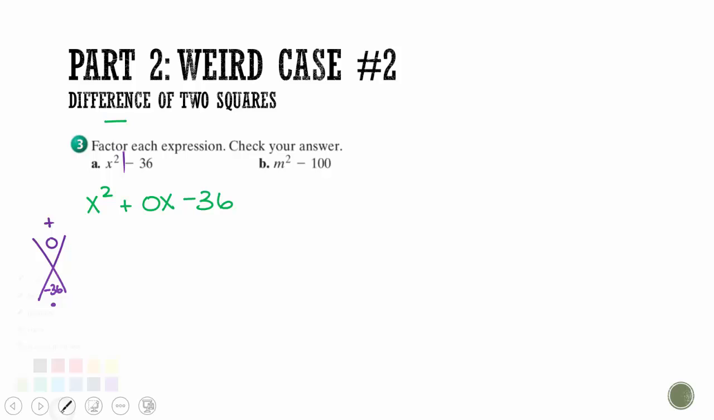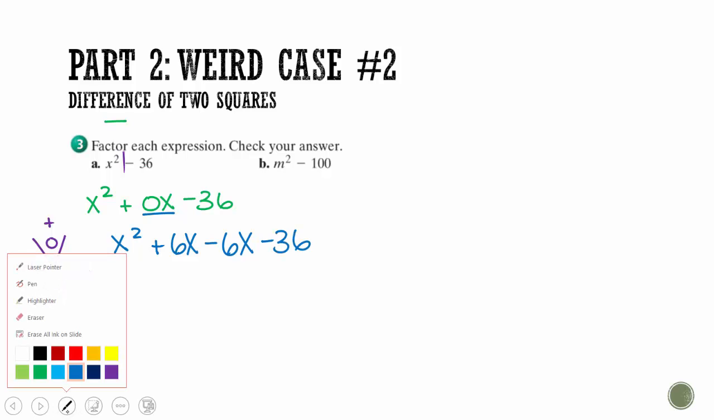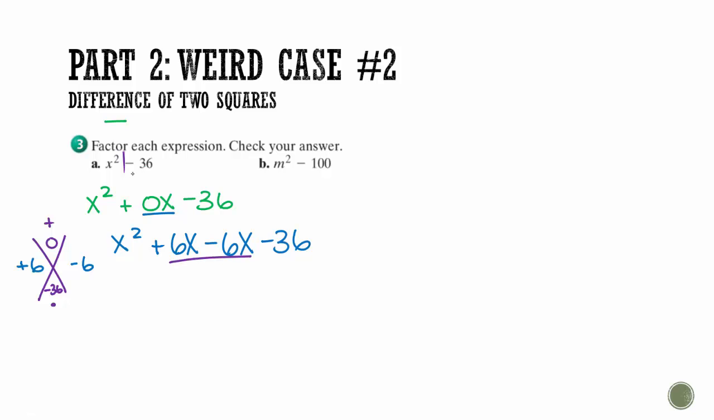Now the thing about these, if they add to make nothing, it has to be the same number, but one's got to be positive and one's got to be negative. So the same number that multiplies to make 36 is 6 and 6. So just like before, I'm going to rewrite this middle term. X squared plus 6x minus 6x minus 36. Remember, these should turn it back into this, and those would cross off. So then you factor by grouping.